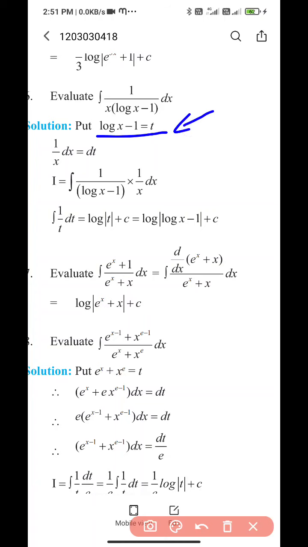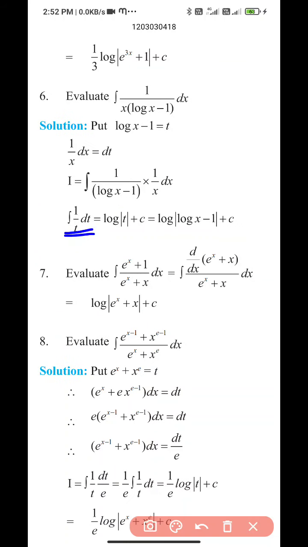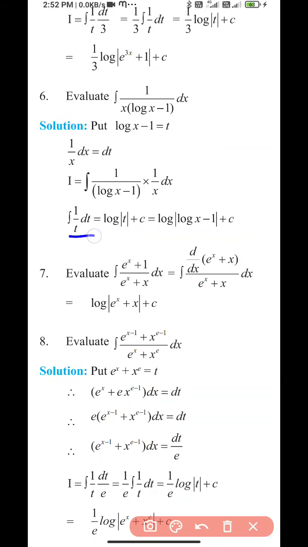You don't have to write dt by dx from now onwards. Earlier it was only for you to understand. You can directly write 1 by x dx is equal to dt, right? So you can put it over here, and here you can put t. So what you have got is the integration of 1 by t dt is equal to log of mod of t plus c.